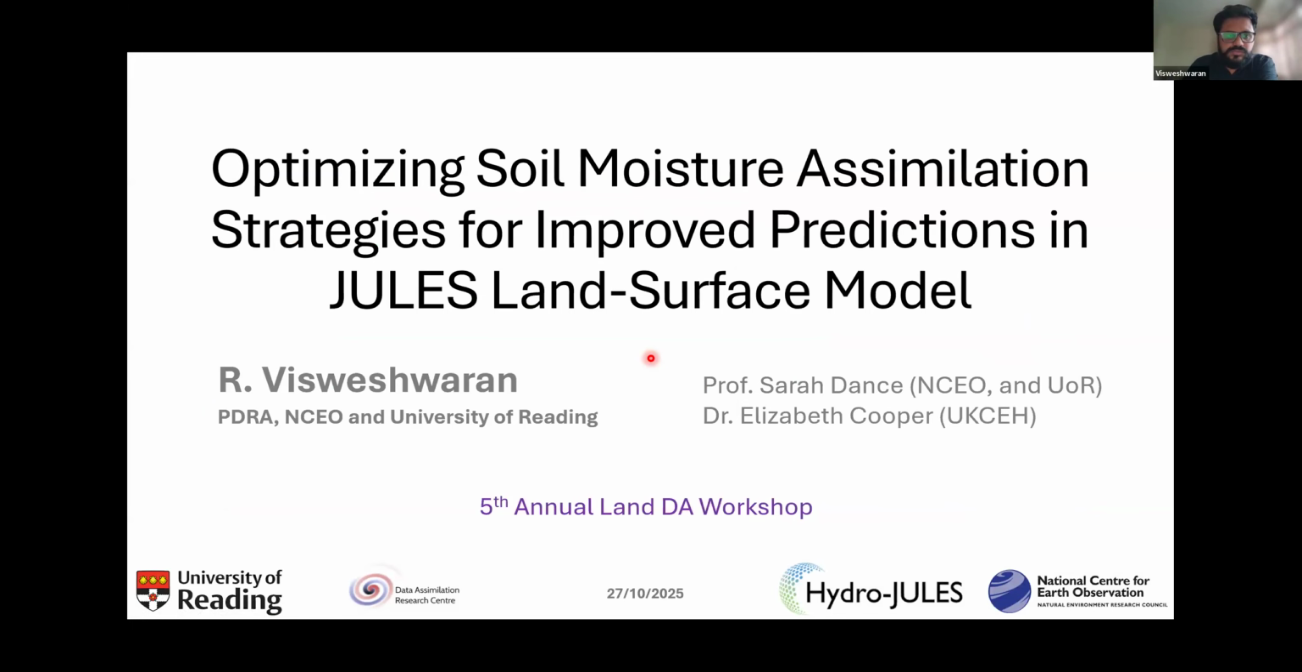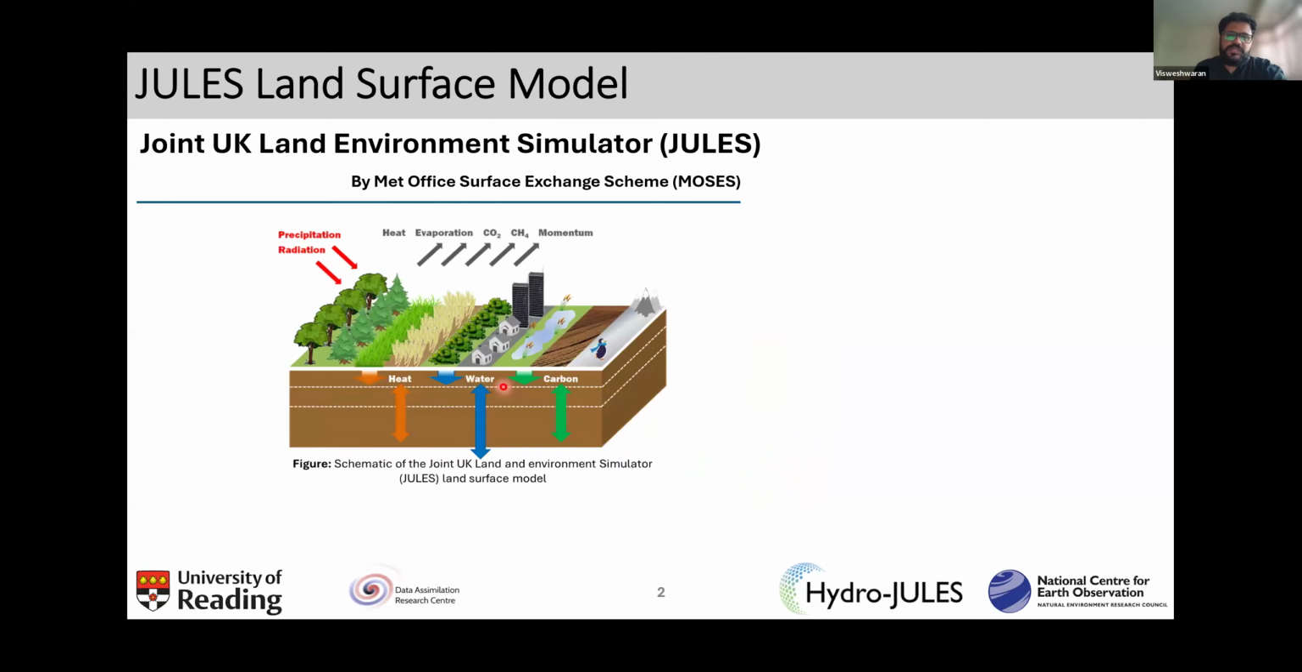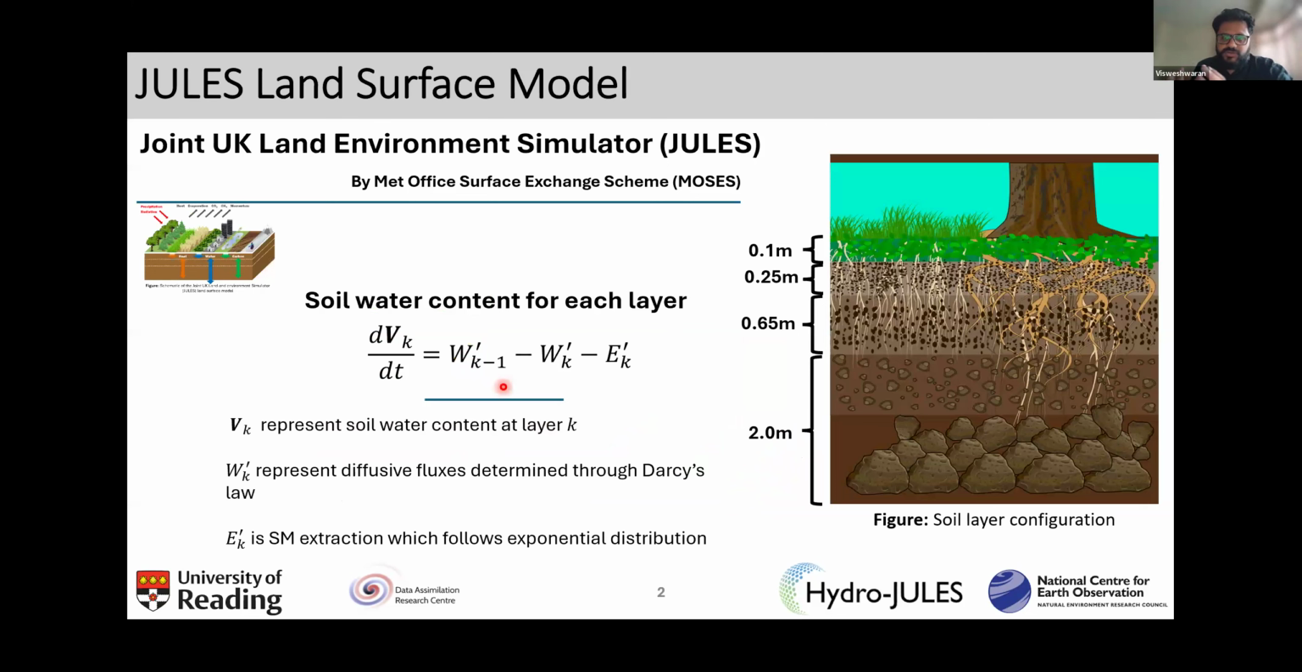The topic of my presentation is optimizing soil moisture assimilation strategies for improved predictions in the JULES land surface model. The Joint UK Land Environment Simulator, JULES, is a community land surface model developed by the Met Office, which is predominantly used by agencies and researchers in the UK and across the world. Since the focus of my topic is on soil moisture, let me stick to it.